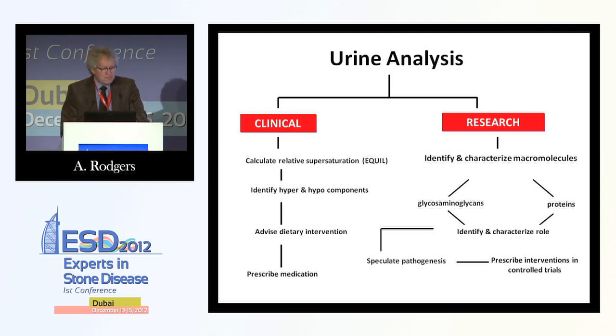From the research point of view, we want to, again, probe deeper. We want urine analysis to look at macromolecules, which is not done routinely in clinical practice. And this would be the GAGs and the proteins. Take a look at what role they might be playing in the stone formation. In other words, speculate on the pathogenesis, and then prescribe interventions in controlled trials.